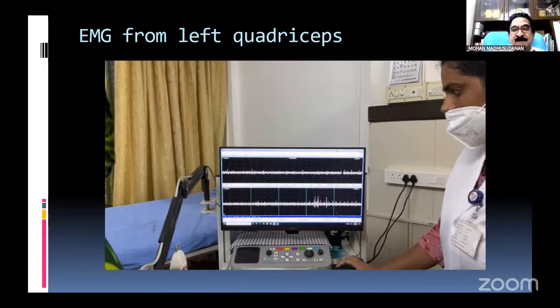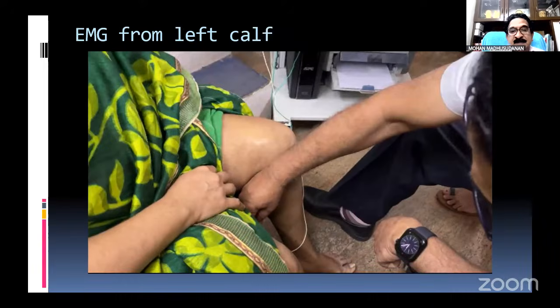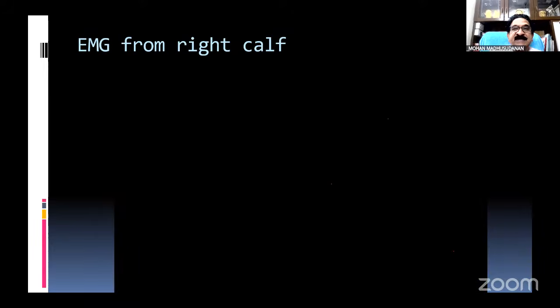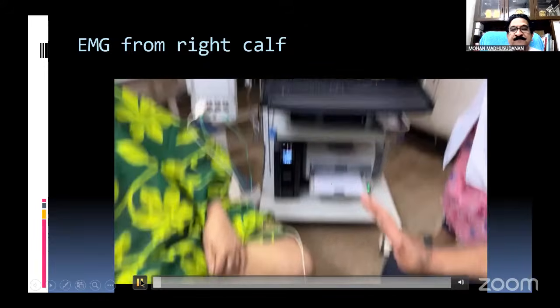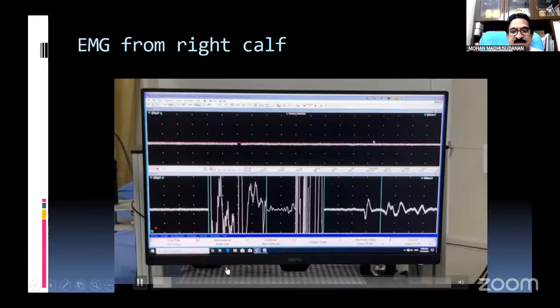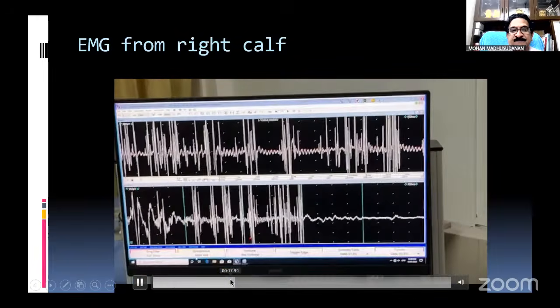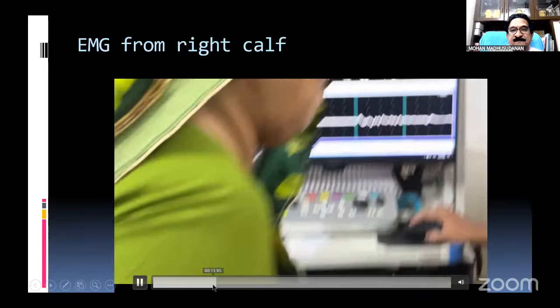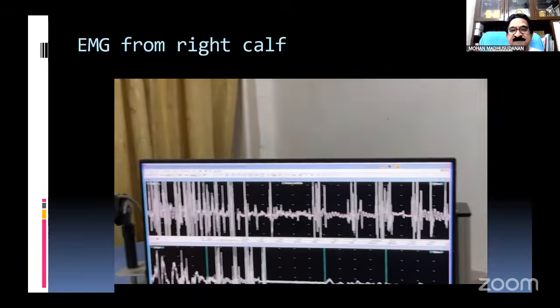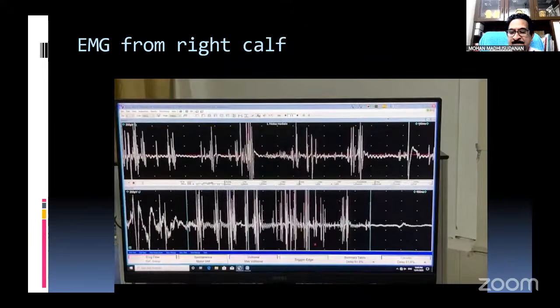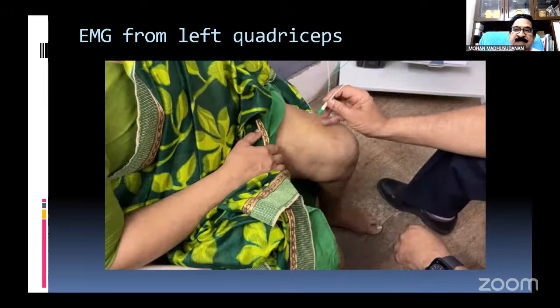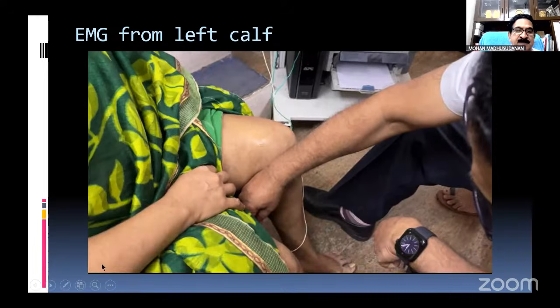Now I'm going to the other. This is on the left side. Initially I did it from the right calf. This is the left calf. The right calf I can show on one side. This is the right calf. See the bursts of activity. Now from the left calf, the thigh was normal. Left calf.